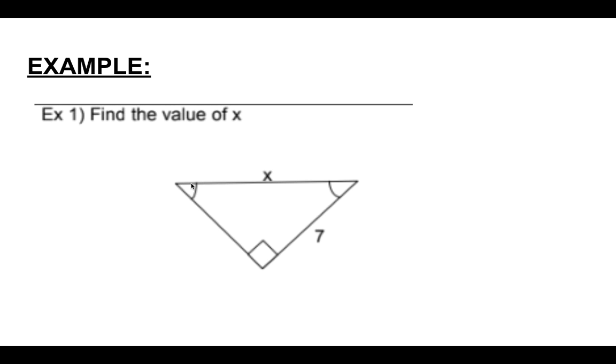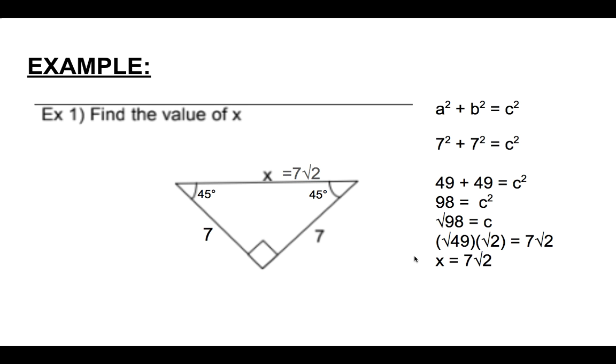So here's another example. We want to find the value of x. So if I know this leg is 7, then I know that the other leg is also 7, and that these two angles here have to be 45, given that we're told these two angles are equal to each other. So if I have a 45, 45, 90, and I know my legs are 7, that means that my hypotenuse has to be 7 square root 2. I can double check that with the Pythagorean theorem, and it checks out.